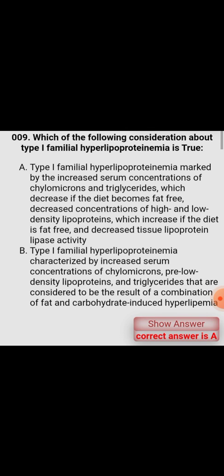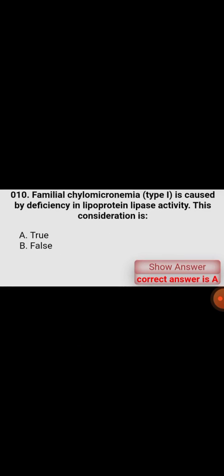Type 1 familial hyperlipoproteinemia is marked by increased serum concentrations of chylomicrons and triglycerides, which decrease if the diet becomes fat free, decreased concentration of high and low density lipoproteins, which increases if the diet is fat free, and decreased tissue lipoprotein lipase activity. Familial chylomicronemia type 1 is caused by deficiency in lipoprotein lipase activity. This consideration is true.